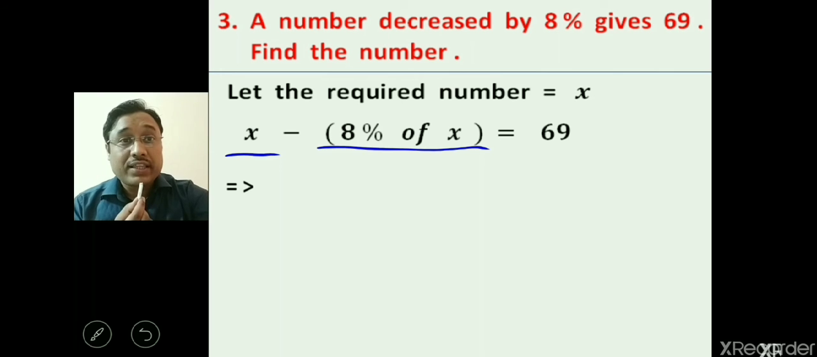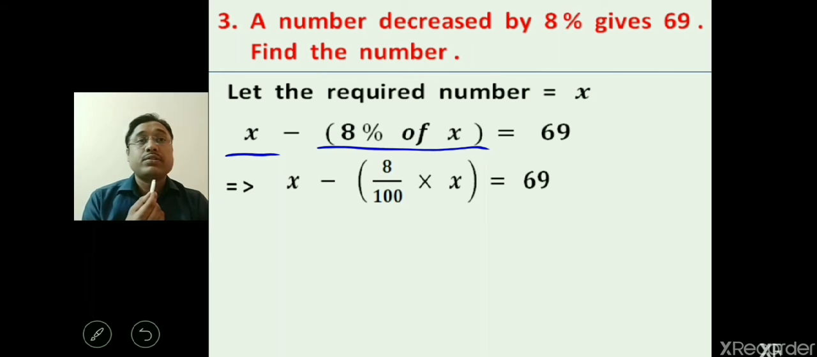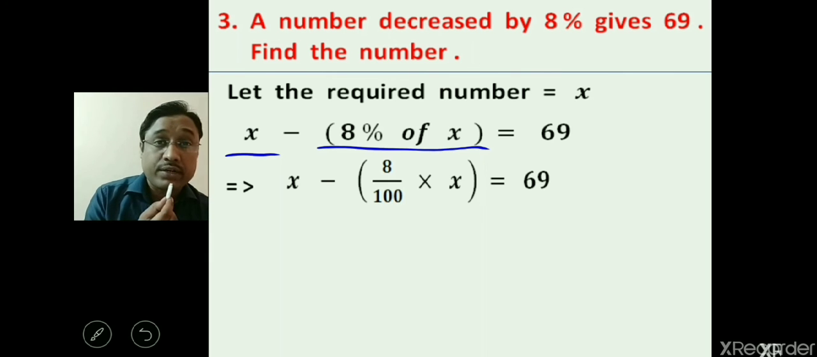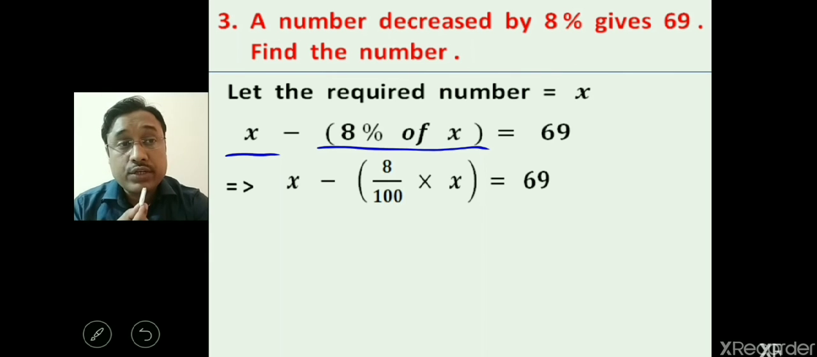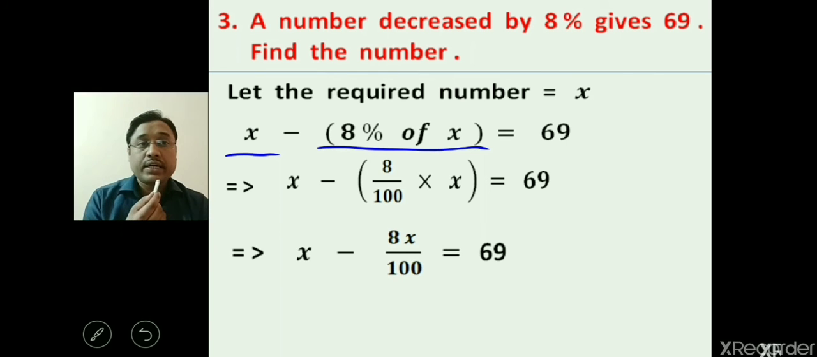Because that number is only decreasing by 8% of itself, you will solve that: 8% means 8 by 100 of x, that means 8 by 100 into x. Now this 8 by 100 you will cut, then you will get 2 by 25, because 4 into 2 and 4 into 25 you can cut.